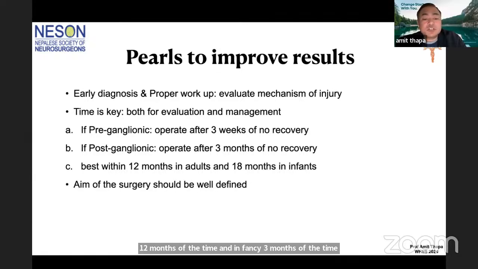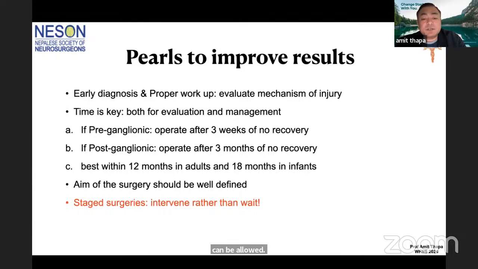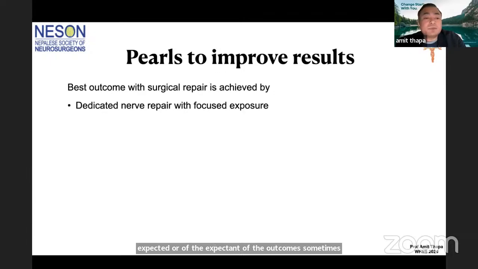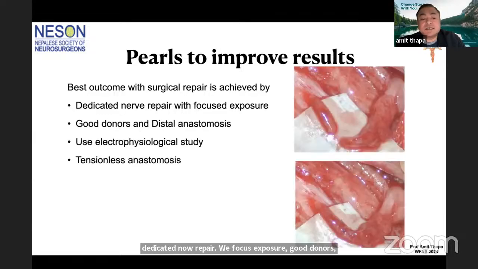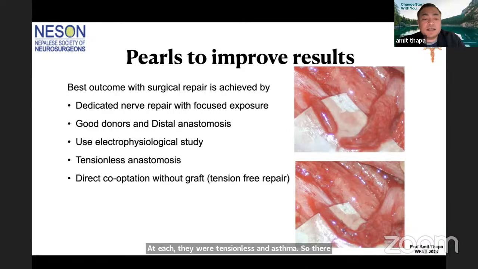However, the aim of this surgery should be well defined and well discussed. Patients should not be over-expectant of the outcomes, which sometimes does happen. And for staged surgery, whenever we are planning, we should intervene rather than wait. The best outcome with surgical repair is achieved by dedicated nerve repair: focused exposure, good donors, and distal anastomosis, using electrophysiological techniques at each level, and tensionless anastomosis. So there should be a sort of redundancy at the level of the anastomotic line.